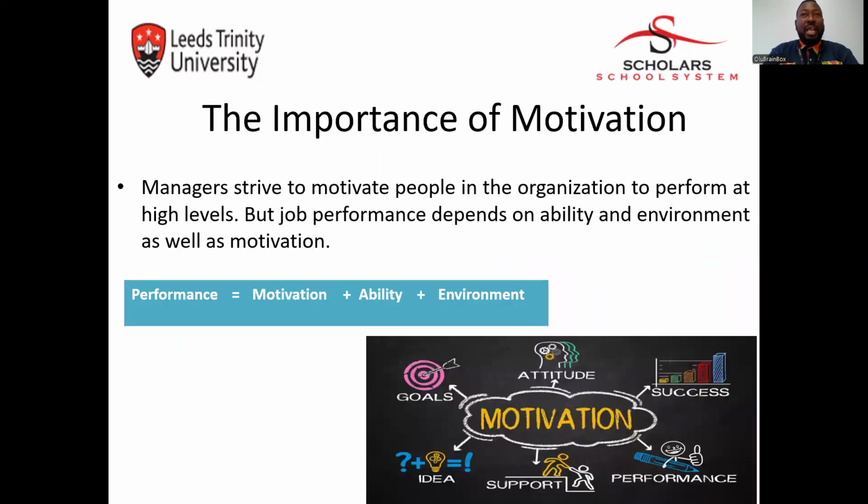Next, we look at the importance of motivation. When you talk about the importance of motivation, we can say in the contemporary workplace, motivation is very important because managers strive to motivate people in the organization to perform at high levels. But performance is based on other things like motivation, ability, and environment.